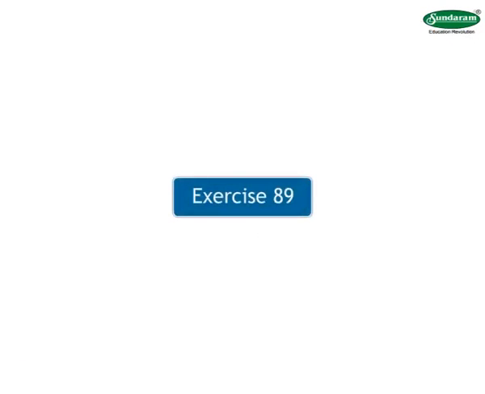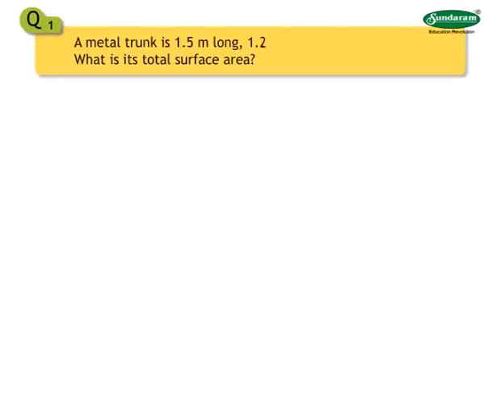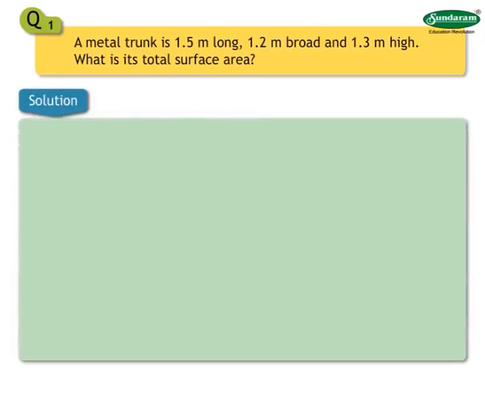Let us solve the sums from exercise 89. 1. A metal trunk is 1.5 meters long, 1.2 meters broad and 1.3 meters high. What is its total surface area? Solution. Length is 1.5 meters, breadth is 1.2 meters, height is 1.3 meters.